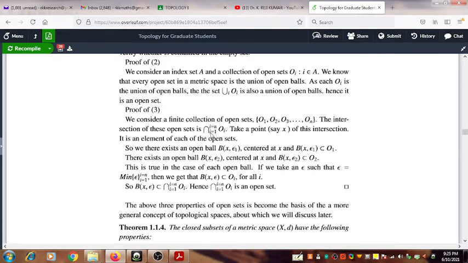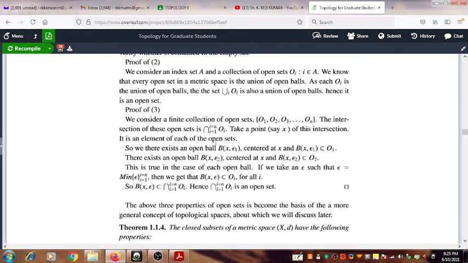Then you can see that the point taken, a point x of the intersection, belongs to each open set, because it is taken from that intersection. So x is an element of the first open set O1, x is an element of the second open set O2, and so on. Therefore, we can find an open ball.